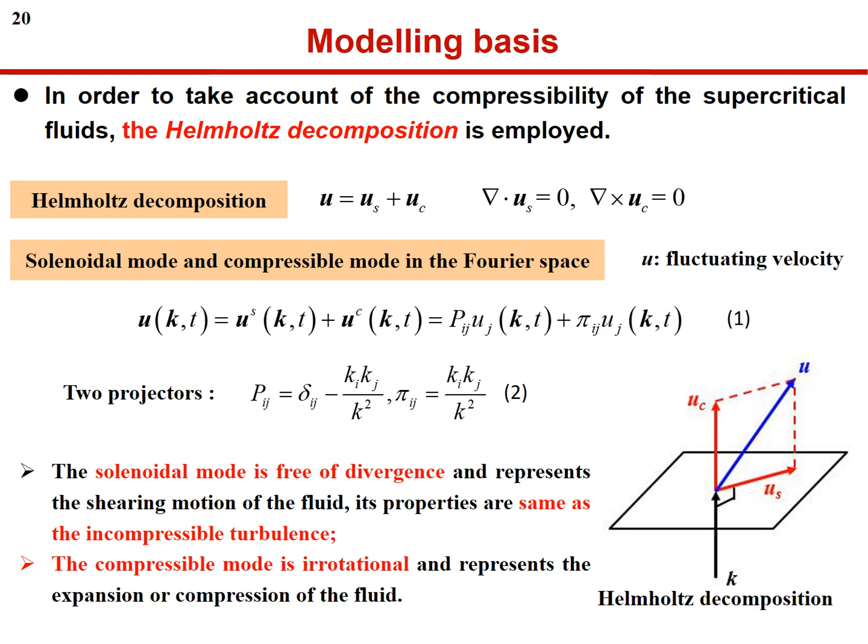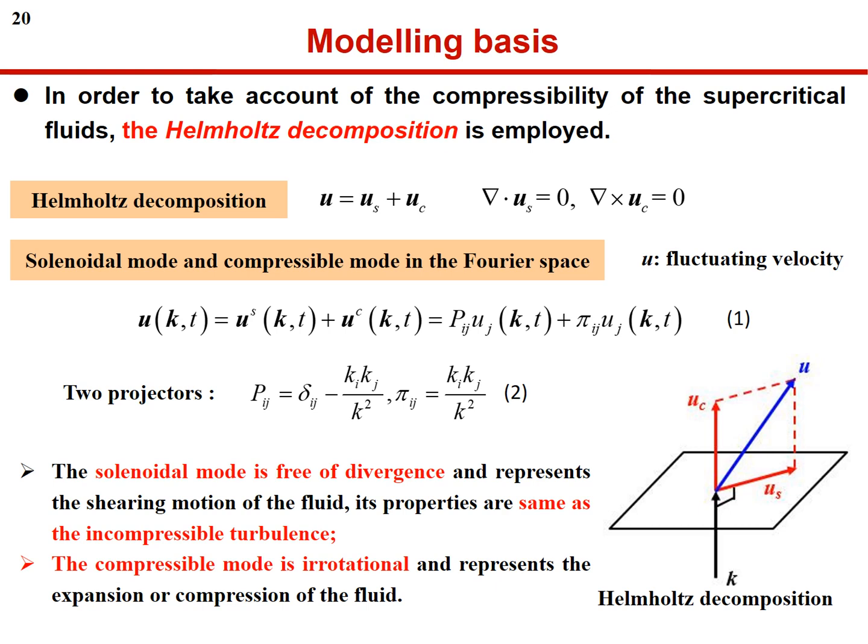By Helmholtz decomposition theory, the velocity vector is divided into the solenoidal part and the compressible part. The solenoidal part is free of divergence and represents the shearing motion of the fluid. Its properties are the same as the incompressible turbulence. The compressible mode is irrotational and represents the expansion or compression of the fluid.